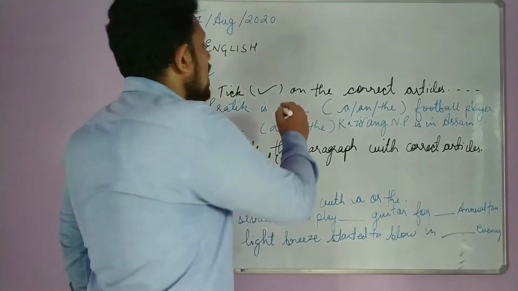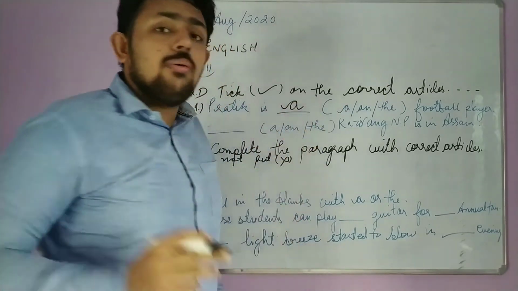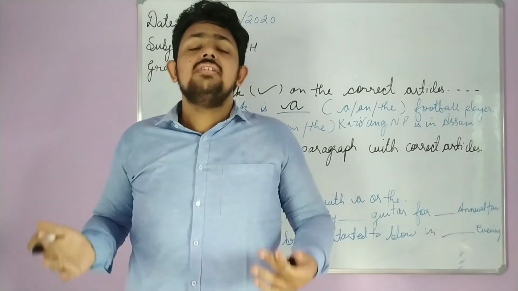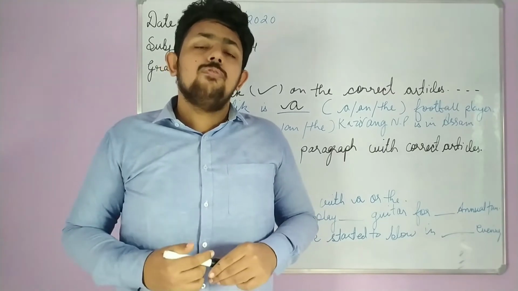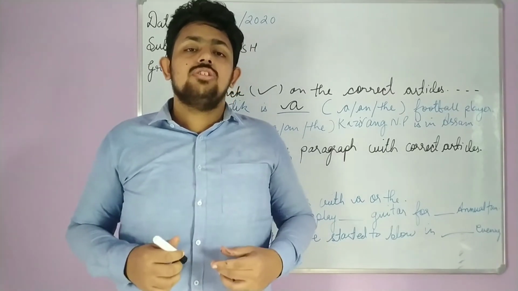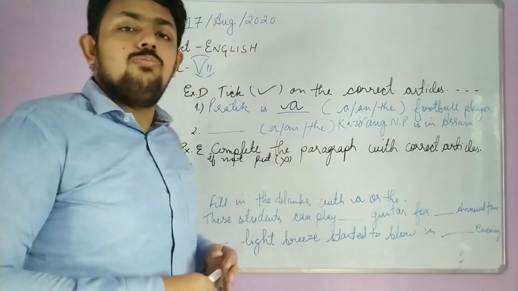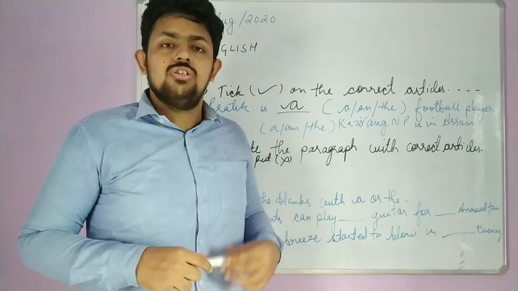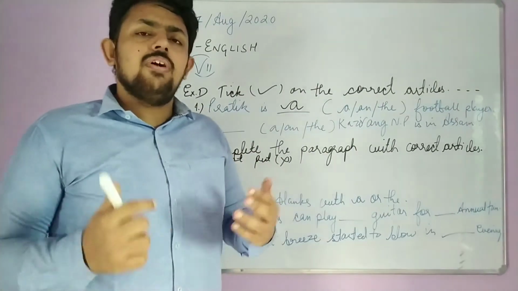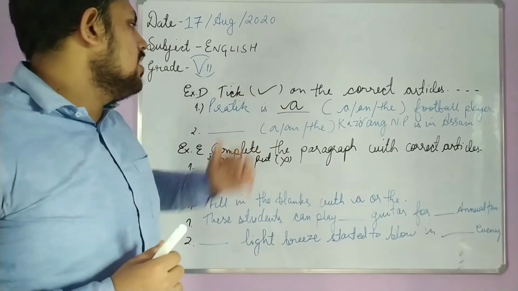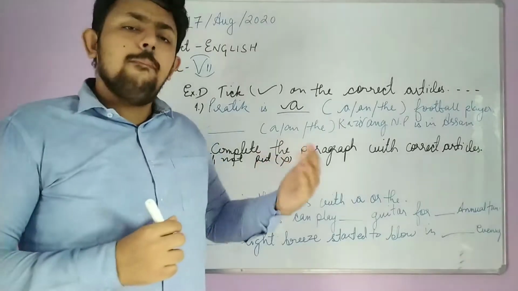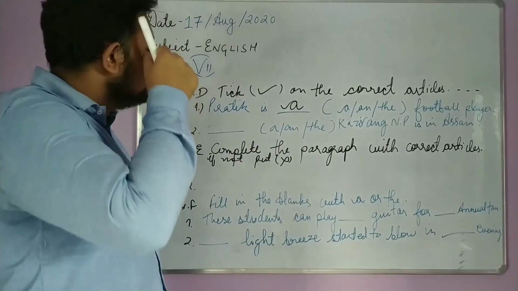Pratik is a football player. We are talking about him, who is he? He is a football player. If we would have been asking the question who is the football player, Pratik is the football player. When answering a question, we would use the; when we are making a general statement that Pratik is a football player, we use a. Now see second.